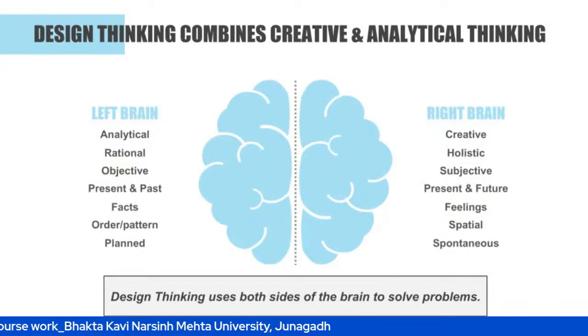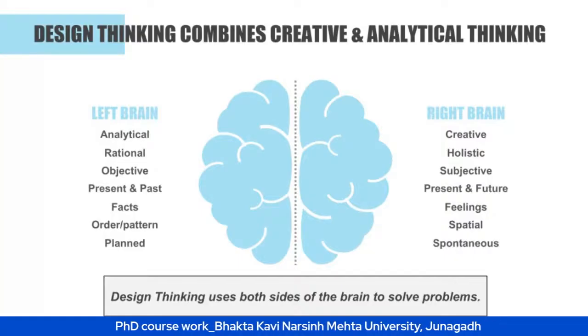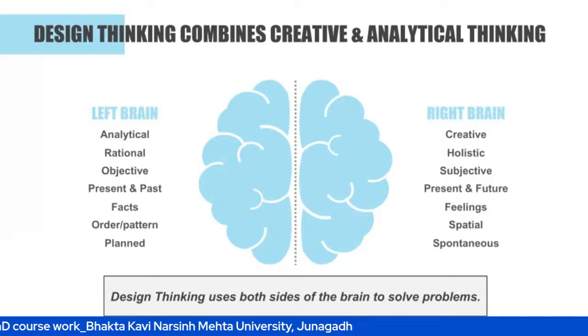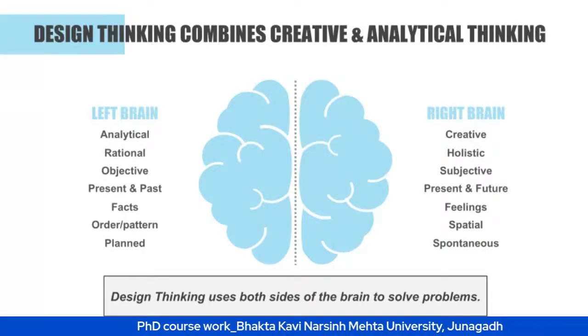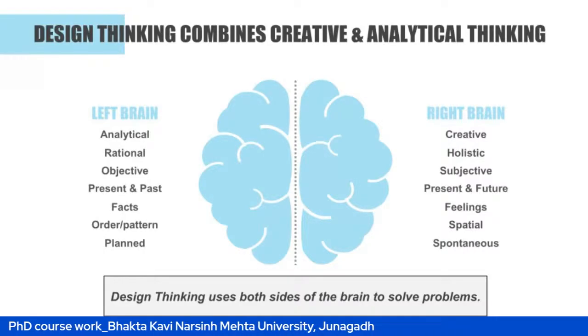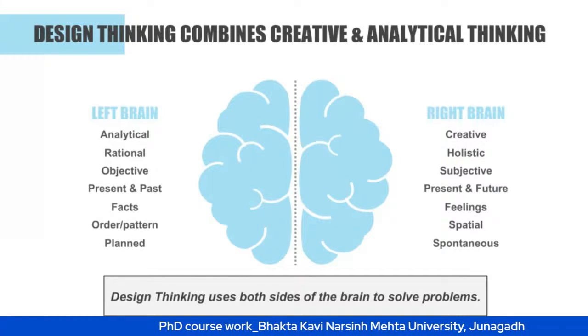So for that, first of all, you should understand what design thinking is. Basically, we can see that the thinking process always starts in the brain. In our brain we have two parts: one is the left brain and one is the right. The left brain is basically analytical, rational, objective, it thinks about the present and past, goes for order and pattern, and requires more planning. The right brain is quite creative, holistic, subjective. It deals with the present and future, with feelings, and also has some kind of spiritual and spontaneous response.